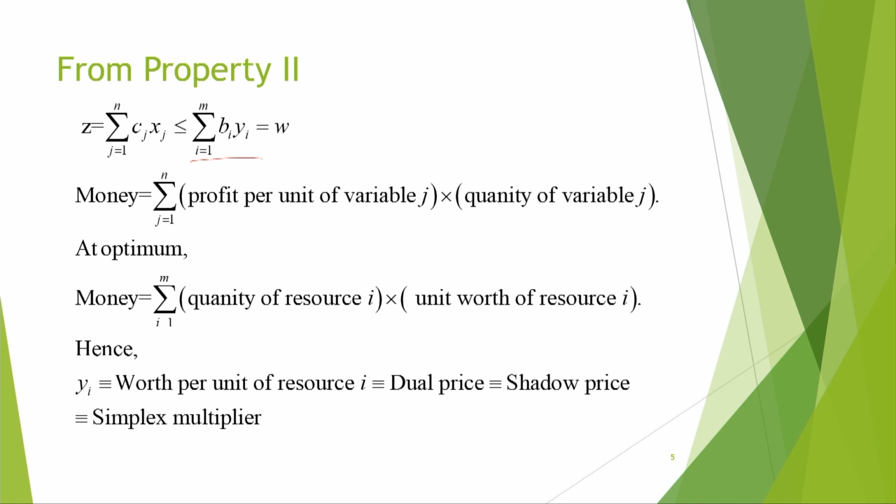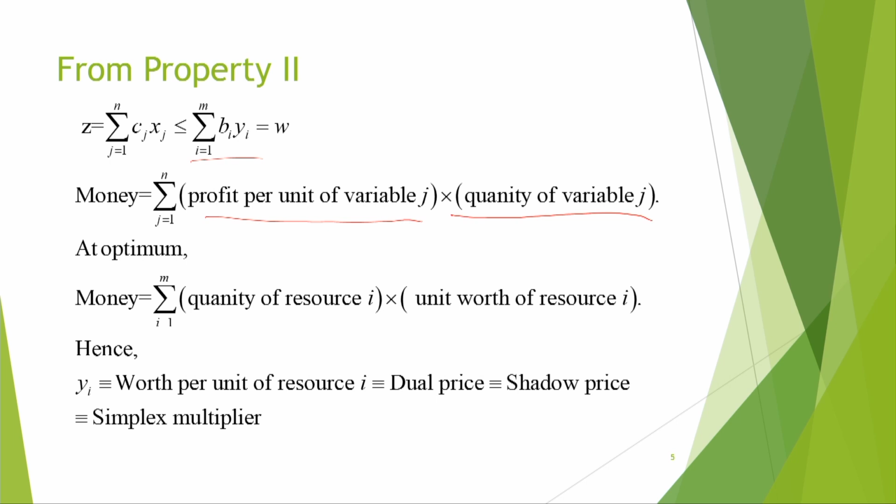So, let us interpret in a very simple way. Suppose we consider that profit is in terms of money. So, we say that z unit is money. So, money is equal to the sum over j equals 1 to n, and this will be profit per unit of variable j, because Cj is the profit per unit of variable j, and Xj is the quantity of variable j. So, this is how you got it.